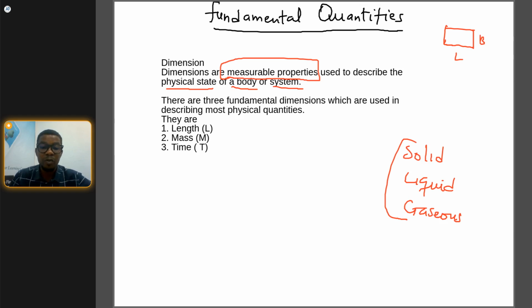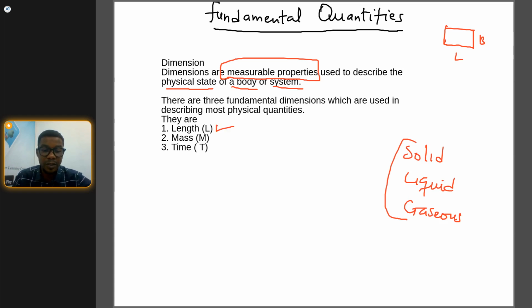So physical quantities that can be described by some measurable properties are said to be fundamental quantities, which we discussed in the last class. And today we want to look at the three fundamental dimensions we have, dimensions that can be used to describe the physical quantities. We have just three of them. They are the basic three fundamental dimensions. The first one is length, which is represented by the letter L.